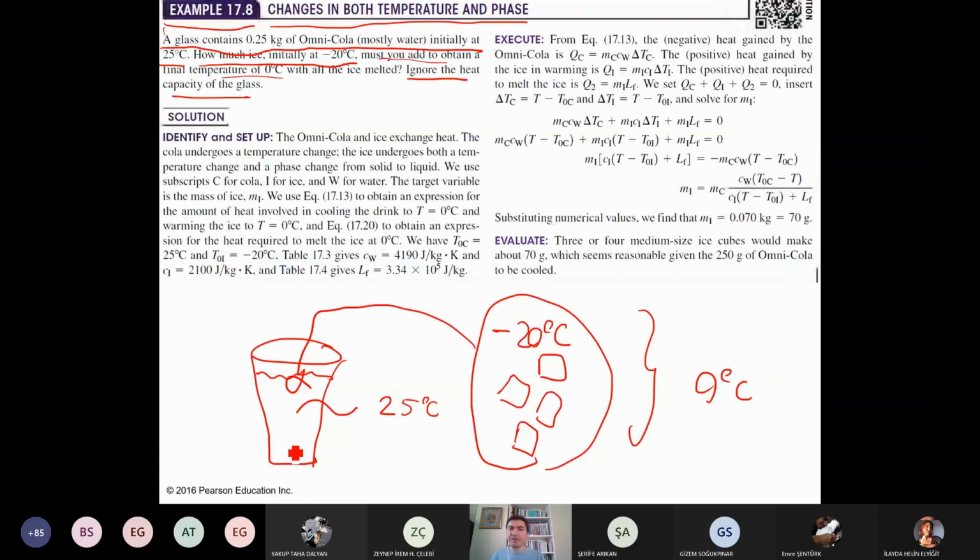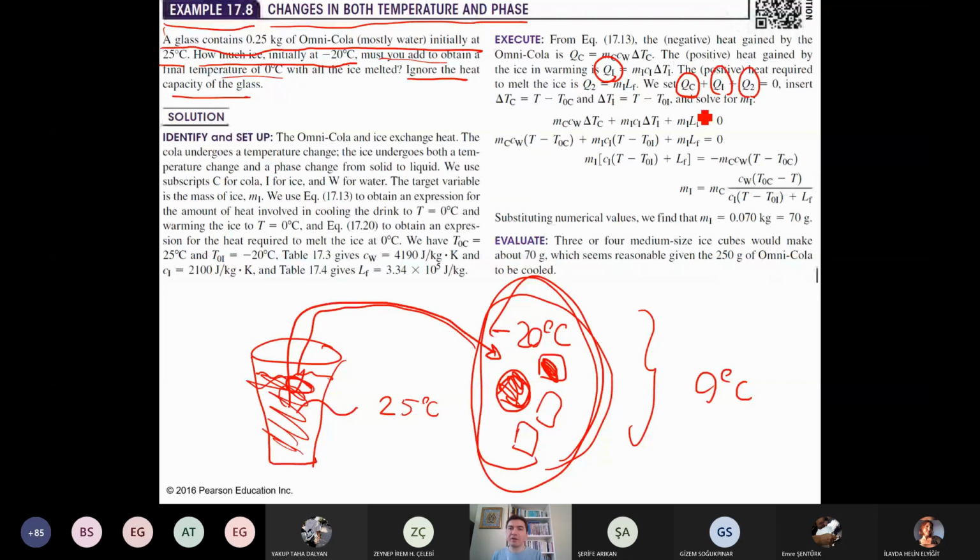So then we have to use this equation. Here we have Q1 and Q2. This is Q1. These ice cubes will take heat from the cola, okay? Then their temperature will increase. It is given with this expression m1 c1 delta T1, okay? And here we have Q2. So the phase diagram for these ice cubes is like this.